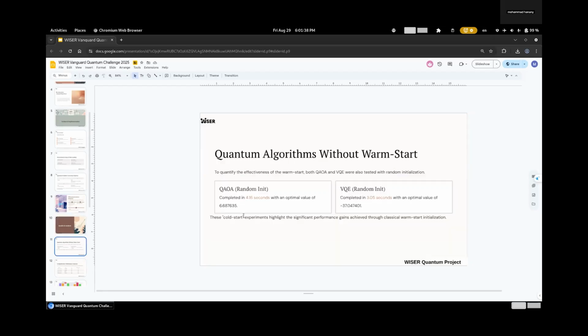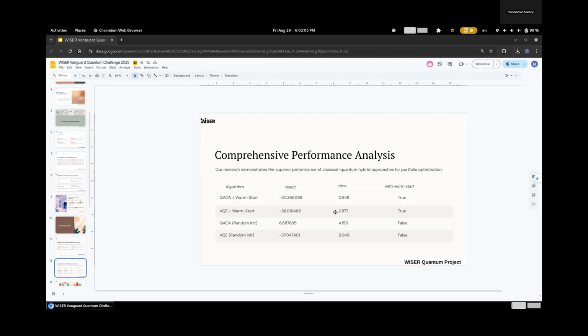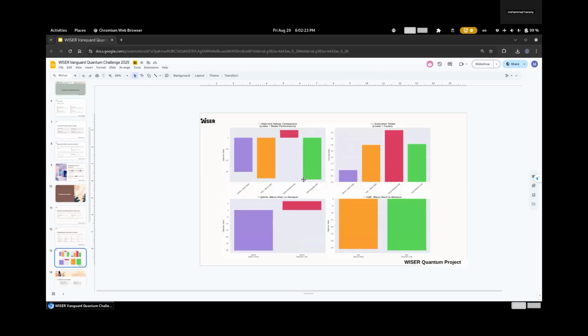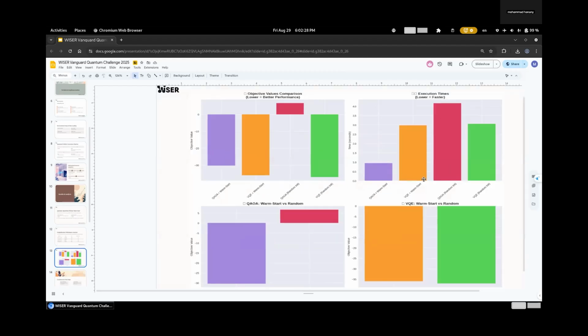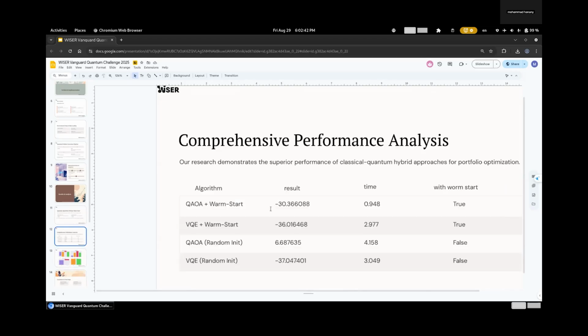For our results, we compare what the advantage of the warm start is. Without warm start, QAOA and VQE take 4 seconds and 3 seconds. In the algorithms with warm start, we get much less time in QAOA and also less time in VQE. These are our results, and this is a plot for comparing. We are seeing much speed up using warm start, and we have good accuracy with QAOA.